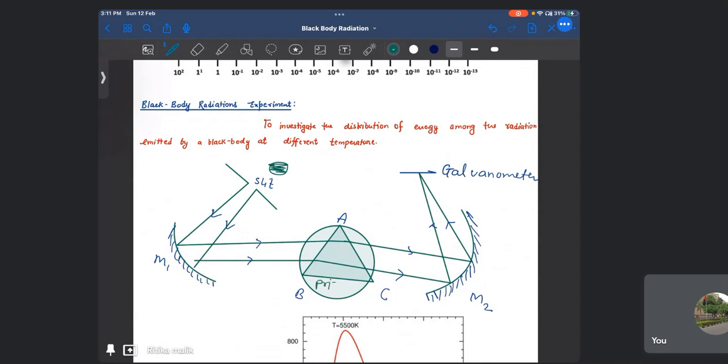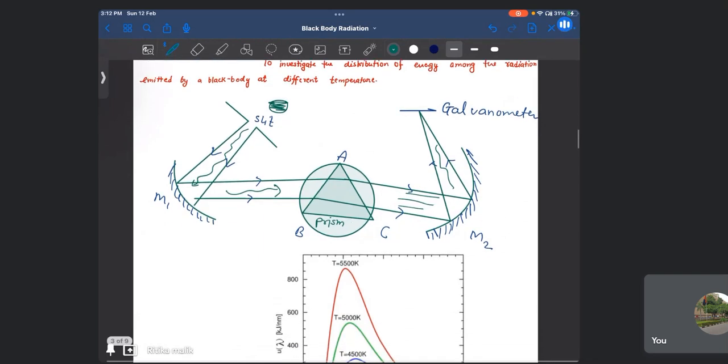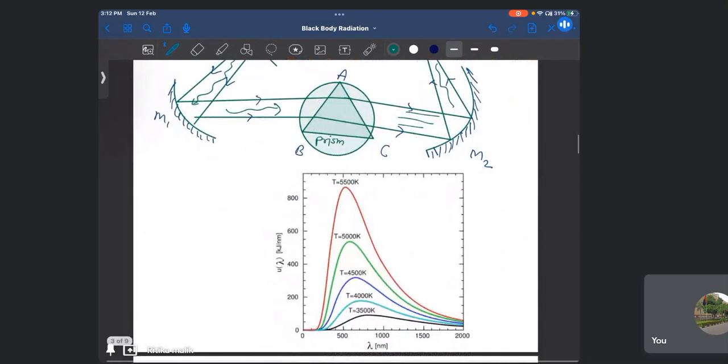by placing a prism, and the radiation from the body passes through the slit to the mirror, and then goes to the prism. And as you know, if it is in the visible spectrum, it will disperse into seven colors, and if it is another spectrum, it is not visible to the eye. All this radiation is collected using a galvanometer onto a screen. And what they found is that as the temperature changes, the energy forms that kind of curve.